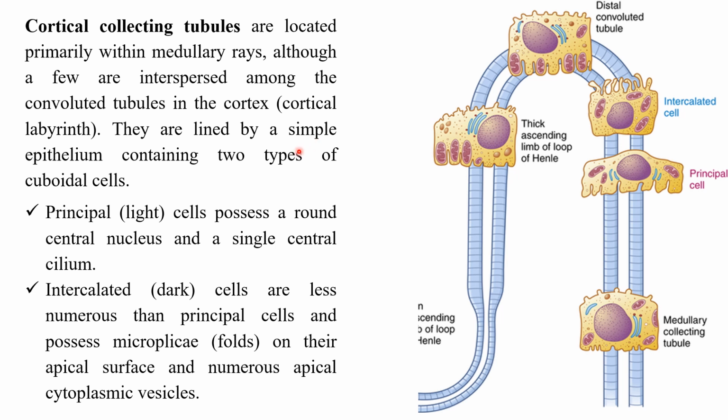They are lined by a simple epithelium containing two types of cuboidal cells. Again, the principal cells, which possess a round central nucleus and a central cilium. And the intercalated cells, which are less numerous than principal cells and possess microplicae, or many infoldings, on the apical surface. You can see there are many infoldings and numerous apical cytoplasmic vesicles. So a lot of cytoplasmic vesicles are present in these intercalated cells.